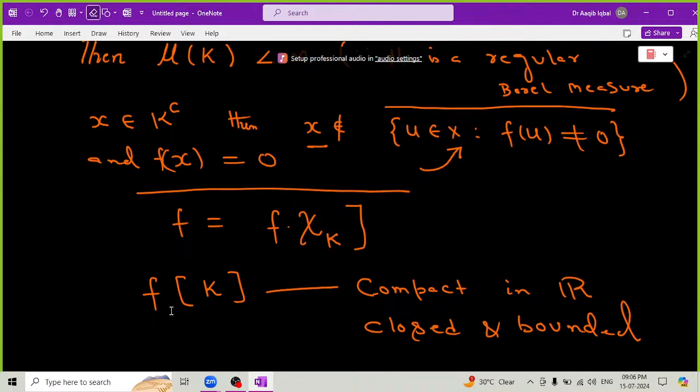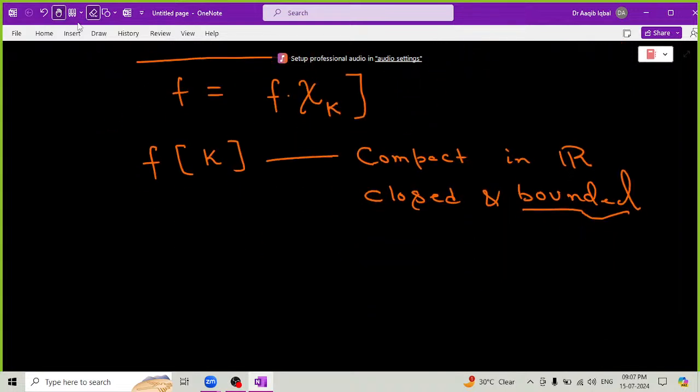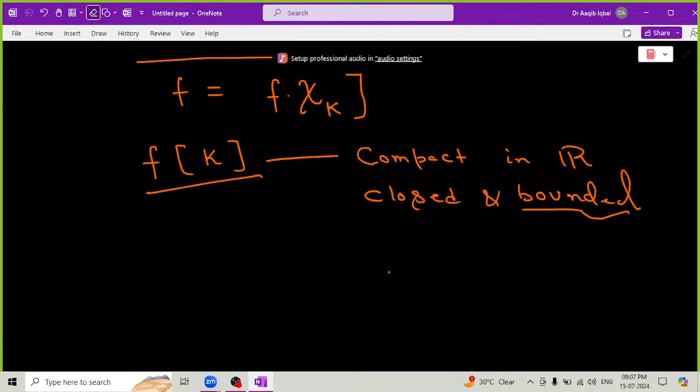Closed and bounded. Now bounded means it has a lower bound and an upper bound. And closed means it contains all the limit points. And we know that the sup and the inf, I discussed these things with you when I was teaching you topology. Bounded means this f of k has an infimum as well as a supremum, and closed means that inf and sup must be in f of k. So that means this f of k attains its bounds. It has a minimum value, it has a maximum value. Okay?